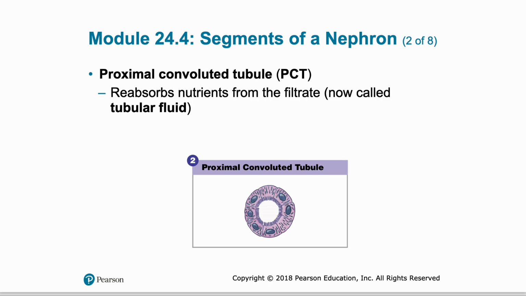In the PCT, and we will talk about this in a lot more detail in another lecture, there's going to be a major reabsorption of nutrients from the filtrate. For example, we will absorb glucose in the proximal convoluted tubule so that it doesn't end up in the urine. The proximal convoluted tubule is simple cuboidal epithelium, and it has microvilli. Those cells have microvilli in order to increase the surface area for absorption.